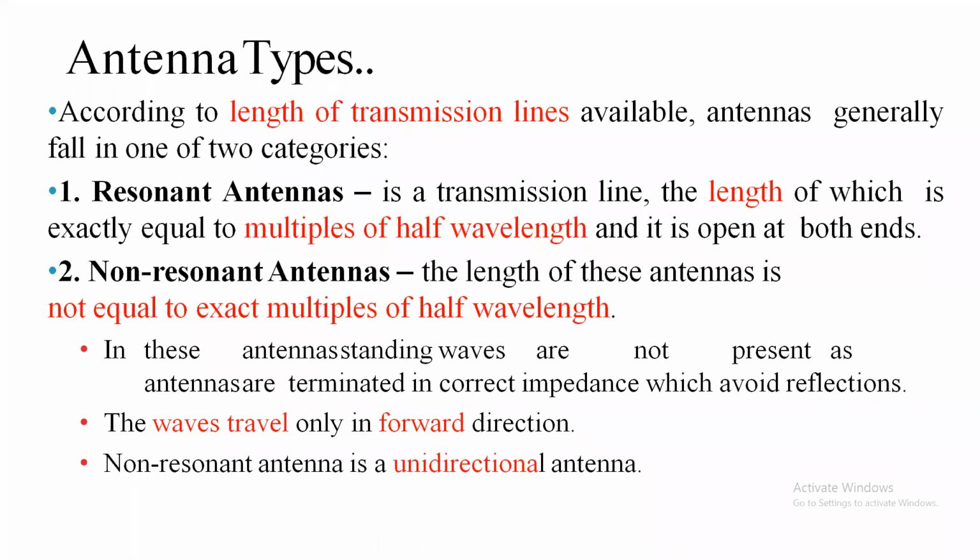And also the waves travel only in the forward direction. In non-resonant antennas, the waves travel only in the forward direction, not in the backward direction. And also the non-resonant antennas are directional antennas. Unidirectional antenna is nothing but the power radiates only in one direction, right?